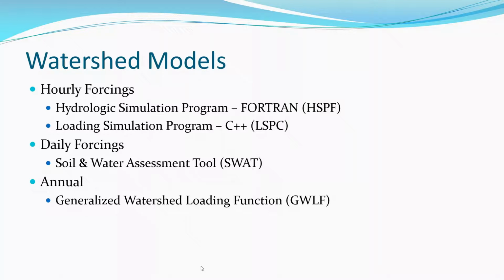For watershed models, you need to pay attention to the time scale at which forcing functions need to be applied. For the examples here, for hourly forcings, which basically means that the model is expecting to have hourly meteorological conditions throughout the simulation period for HSPF and LSPC. For tools like SWAT, it's daily forcing, so it expects stuff to be done on a daily time scale. And for more simplistic watershed models like the Generalized Watershed Loading Function model, GWLF, it makes annual calculations, but you can give it things like daily rainfall.